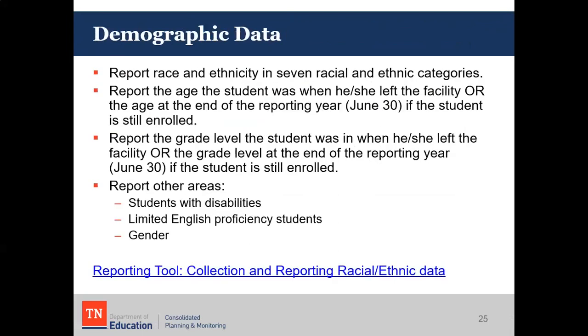In the demographic data, we're reporting race and ethnicity in 7 racial and ethnic categories. We're reporting the age the student was when he or she left the facility, or the age at the end of the reporting year, June 30th, if the student is still enrolled. And we're going to report the grade level the student was in when he or she left the facility, or the grade level at the end of the reporting year, June 30th, if the student is still enrolled.